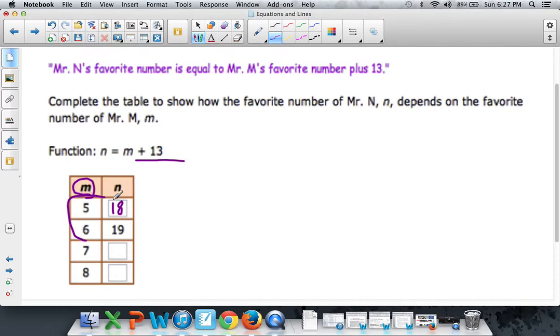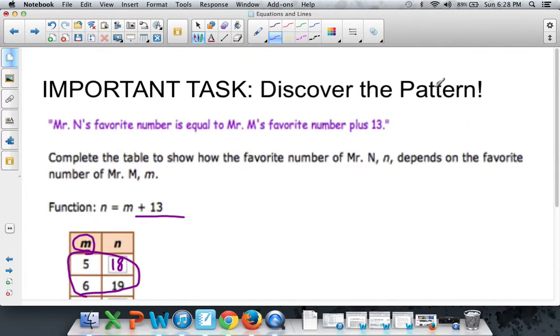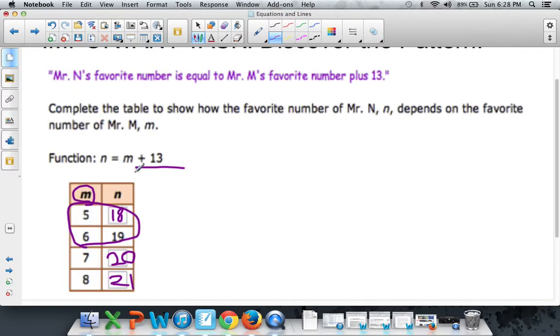And after you solve two parts of the table, you should probably see a pattern. 5, 6, 7, 8, 18, 19, 20, 21. And once you discover the pattern, you don't have to worry about continuing to add or subtract or whatever this equation tells you to do.